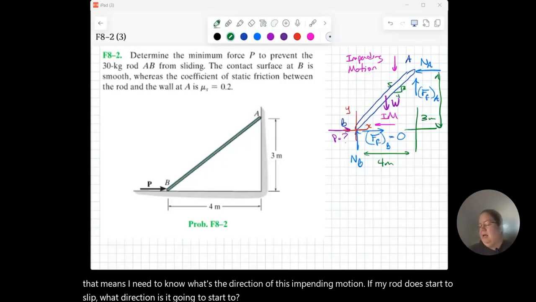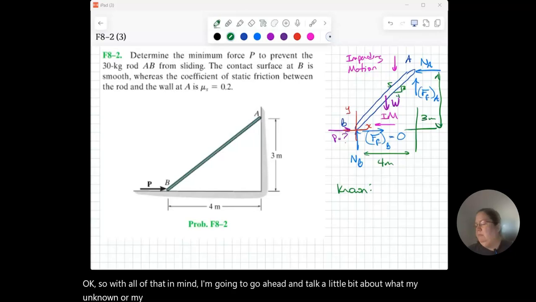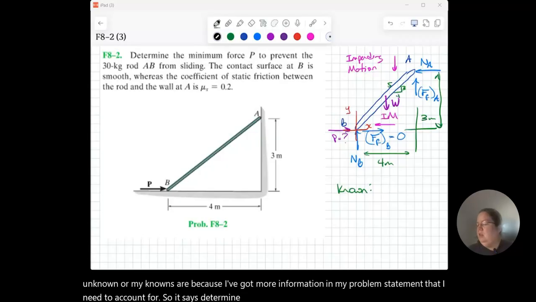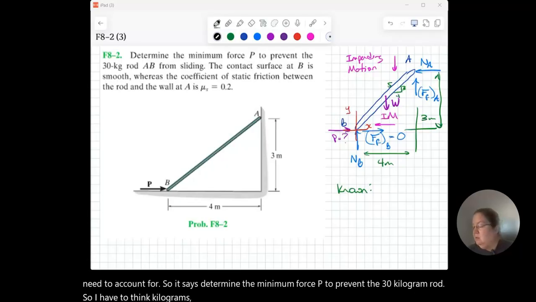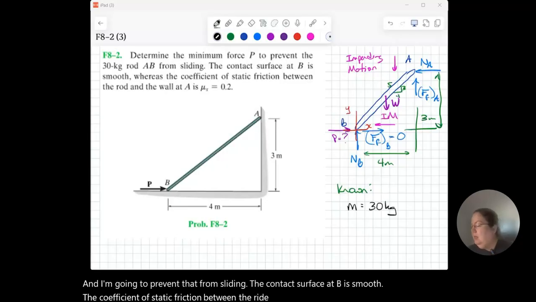Okay, so with all of that in mind, I'm going to talk a little bit about what my knowns are. I've got more information in my problem statement that I need to account for. It says determine the minimum force P to prevent the 30 kilogram rod from sliding. Kilograms are units of mass, so the mass of my rod is 30 kilograms, and I want to prevent that from sliding. The contact surface at B is smooth. The coefficient of static friction between the rod and the wall at point A, mu sub s at point A, is equal to 0.2.